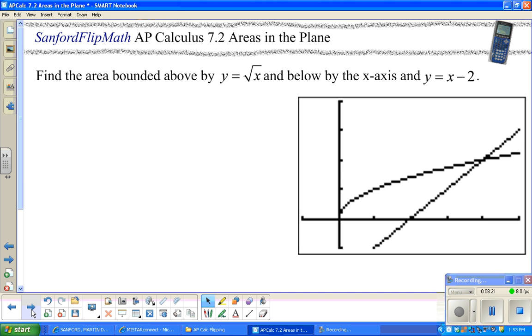Okay, this example actually is found in our section. It says find the area bounded above by y equals the square root of x. So in other words, the top of the area is this guy, and bounded below by the x-axis and x minus 2. All right, so we're going to do this exact same problem 3 different ways. And I know some of you find that annoying, but what it does is let me show you 3 distinct approaches, and you can see that all 3 of them work.